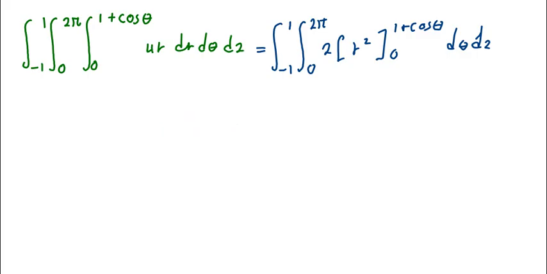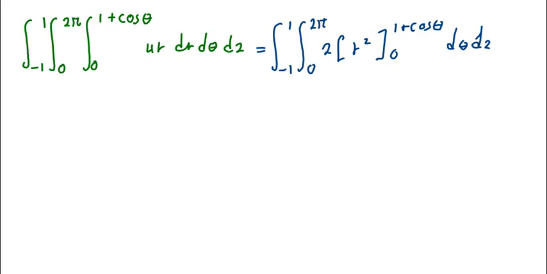Again, just a reminder, cylindrical coordinates is a combination of polar coordinates and rectangular coordinates. So you have the z that has remained from rectangular, then you have the theta and the r that have come from the polar. So what does this evaluate to?